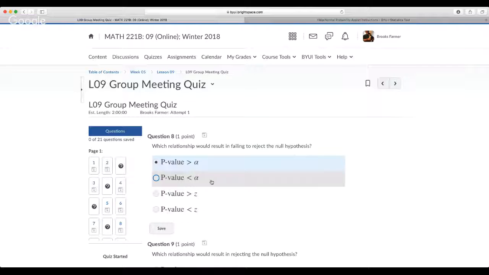Well, because B, if it's less than alpha, that means your null is rejected. Because your p-value is your probability of something happening. If it's less than your alpha, then that means it's an extreme number. That makes sense why it's extreme.